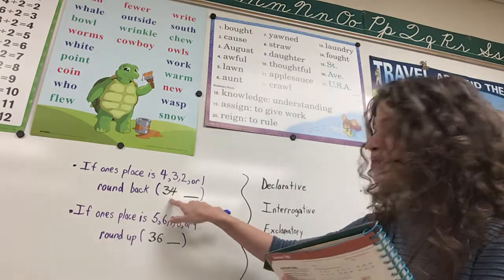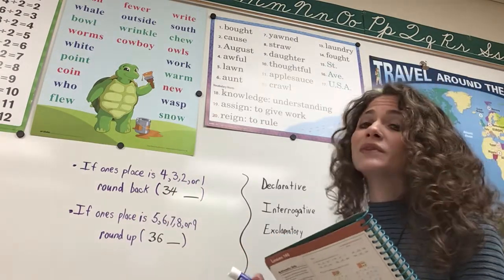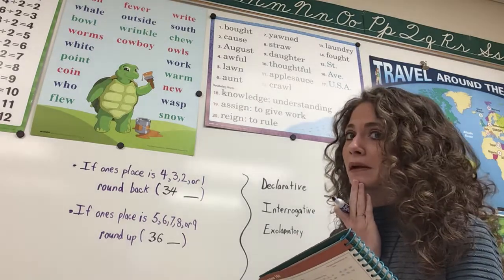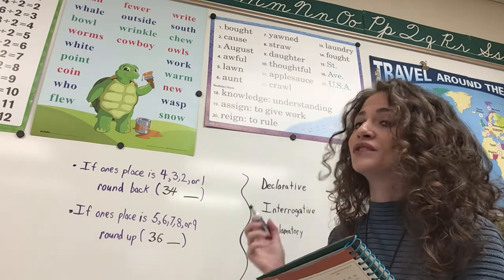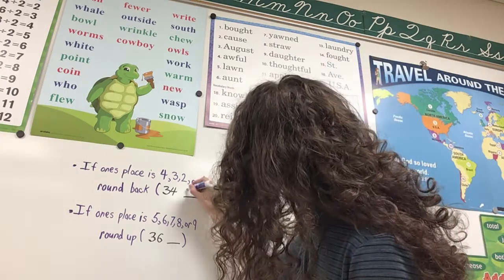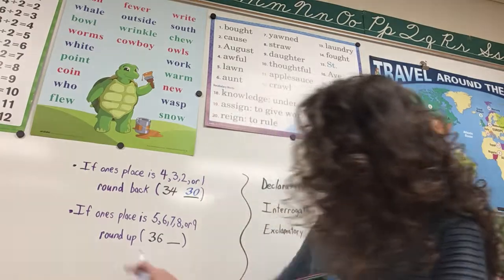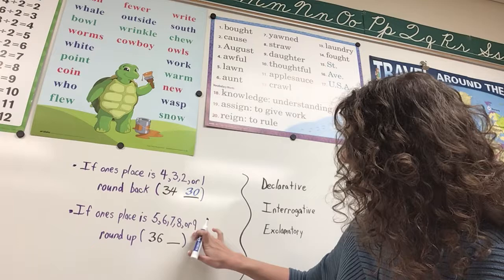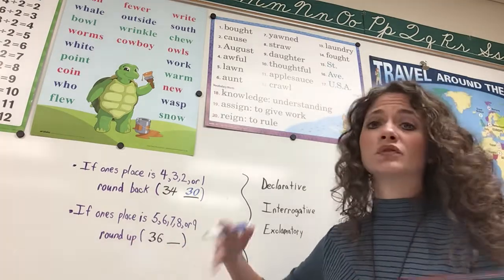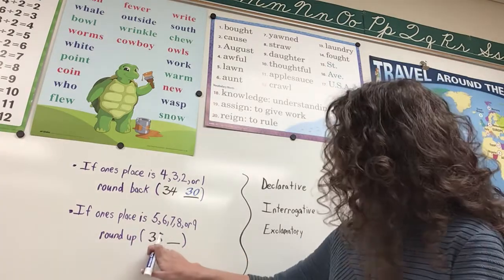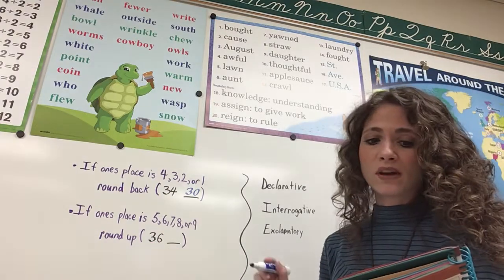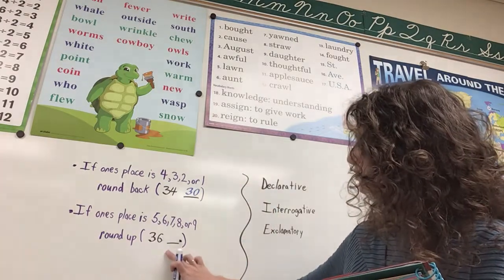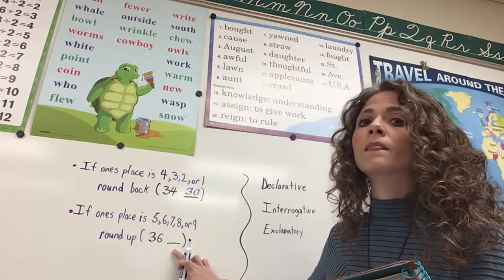For instance, if I had the number 34 and I were rounding back, what would be the nearest 10 to 34? We'll give you a minute to think about it. If you said 30, you're right. Now, what if you look at it this way? If the ones place is 5, 6, 7, 8, or 9, you round up. So if I have, for instance, the number 36, what would 36 round to? Remember, if it's 5, 6, 7, 8, or 9, you round up. So 36 would round to 40.